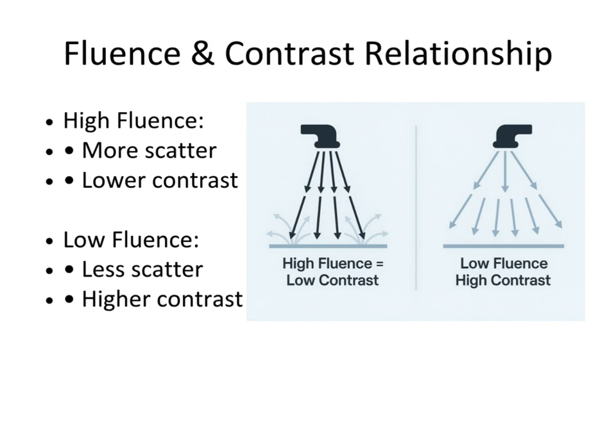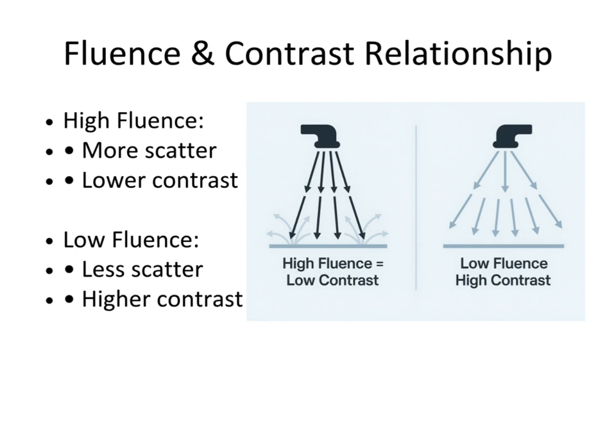A. High fluence, lots of photons. More photons reach the detector. More scatter is produced. Differences between tissues get reduced. Result: low image contrast.